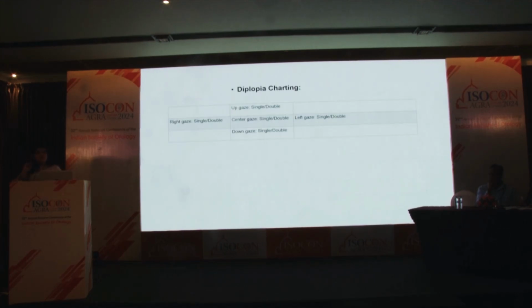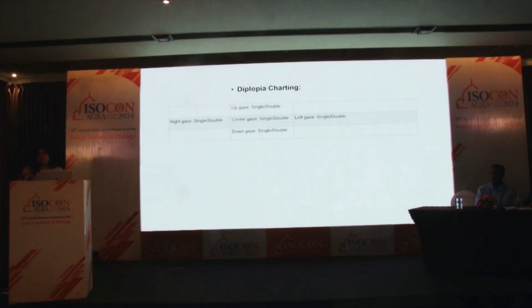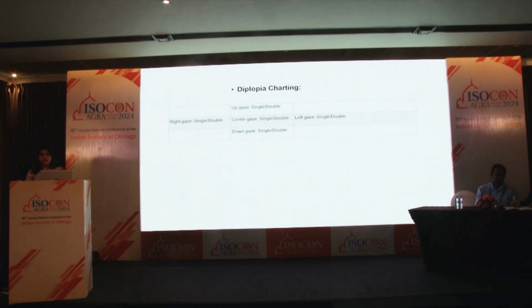Why diplopia charting? Again, coming back to the same dangerous Ds. One of the dangerous Ds is diplopia. So diplopia, dysarthria. Again, not to miss out a stroke. Always take history of diplopia very seriously and do the examination in all the quadrants.